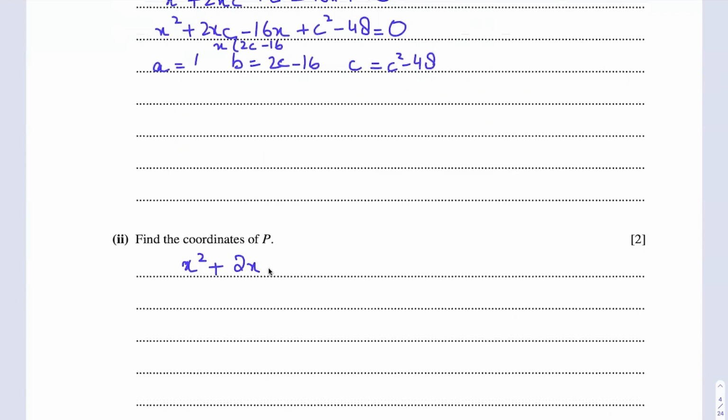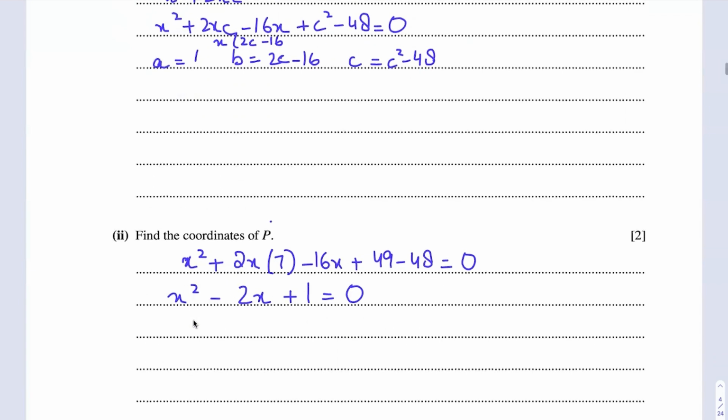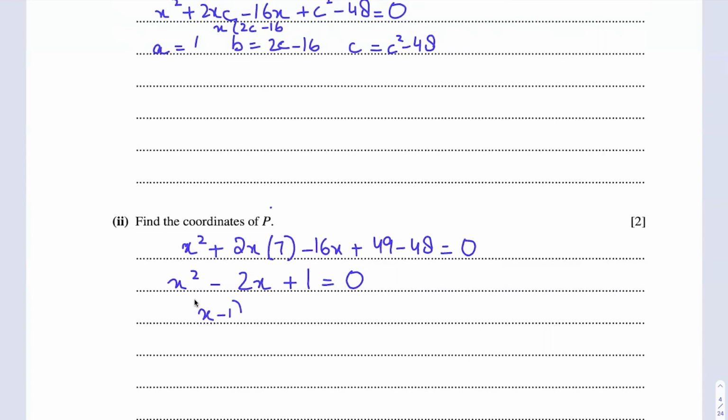So we write 2x, and in place of c we can write 7 minus 16x plus 49. c squared is 49 minus 48, which will become 1. So our equation will be x squared plus 14x minus 16x, which will give us minus 2x. So we have x squared minus 2x plus 1 equals 0. Factorizing this, we'll get (x minus 1)(x minus 1) equals 0.